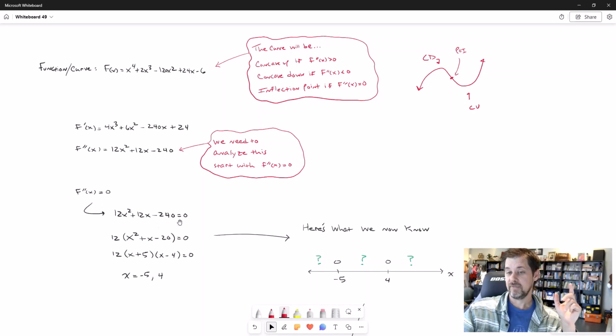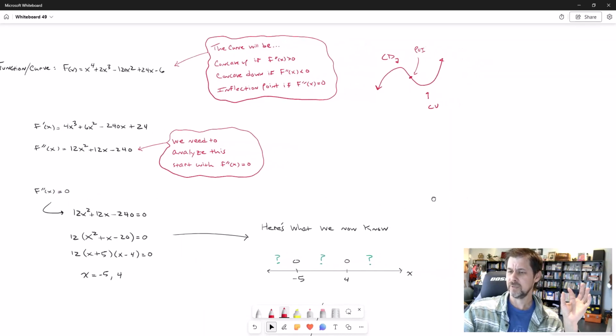So here's the second derivative that I just found. The way that I'll solve this for the video is I'll factor out a 12, and then I get 12 times x squared plus x minus 20, and then I can factor that as x plus 5 and x minus 4, and that factorization gives me my solutions, negative 5 and 4. That's just one way that you could solve it. You could also use the quadratic formula. There's lots of ways, and right now I'm not insisting you do it any one way, but I want us to agree negative 5 and 4 are the places where the second derivative is 0.